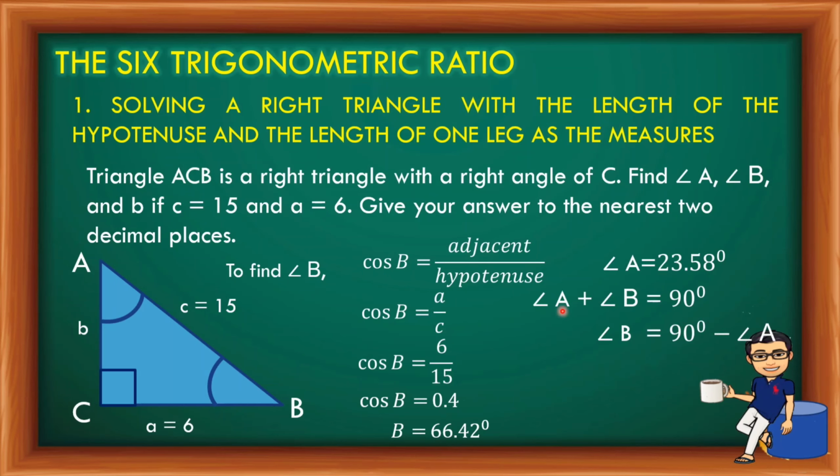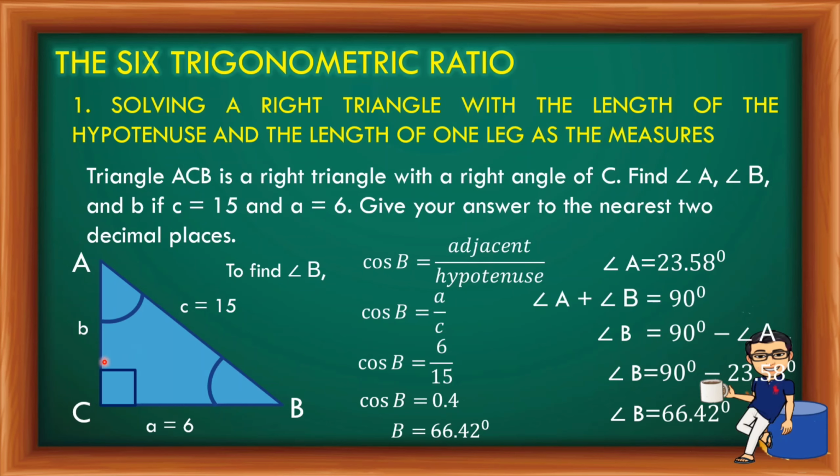So, ilipat na natin si angle A dun sa kabilang side. Copy angle B, copy 90 degrees. Ito, lipat sa kabilang side, magiging minus. So, pwede na nating i-substitute yung 23.58 sa angle A. Ayan, i-substitute, at pag minus ito, angle B is equal to 66.42 degrees. Same answer. So, you can do any of the processes kung saan kayo mas madadalian. So, nakuha na natin si angle A, si angle B.